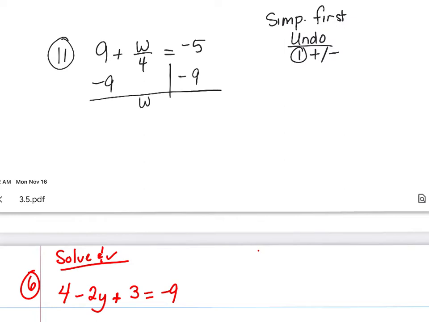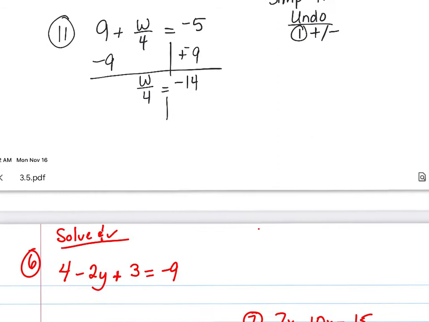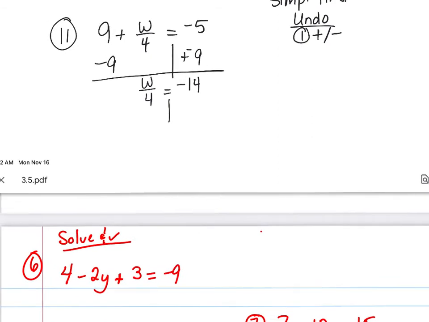I am left with W over 4 equals, I've got to keep change opposite, and I get negative 14. You put your wall up. They are dividing by 4, so you're going to multiply both sides by 4. W is equal to negative times a positive is a negative, and you get 56.